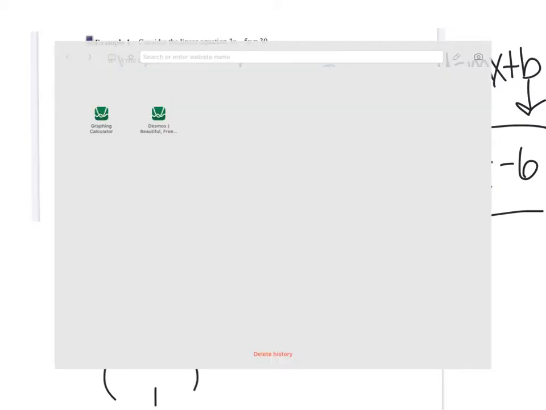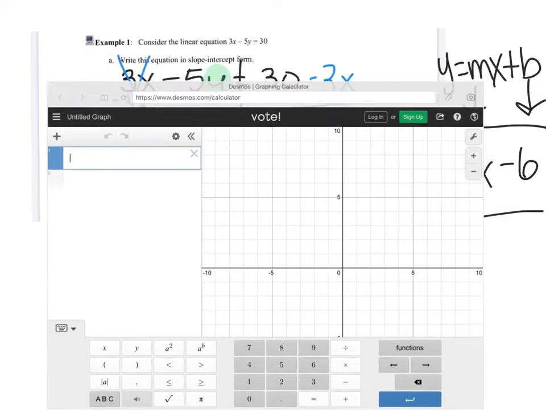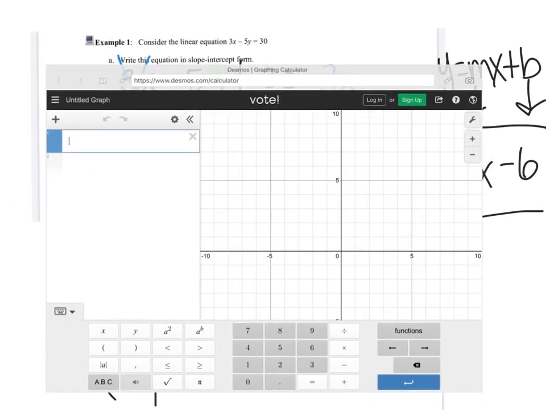So I'm going to grab Desmos real quick. By the way, if you have not downloaded the Desmos app on your phone, it might be super useful for you to have that. So y equals 3/5 x minus 6. Or you could type in 3x minus 5y equals 30. I think I'm going to do that just because it's faster for me than typing fractions.